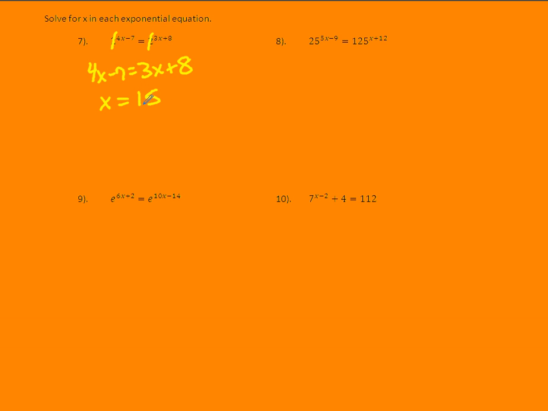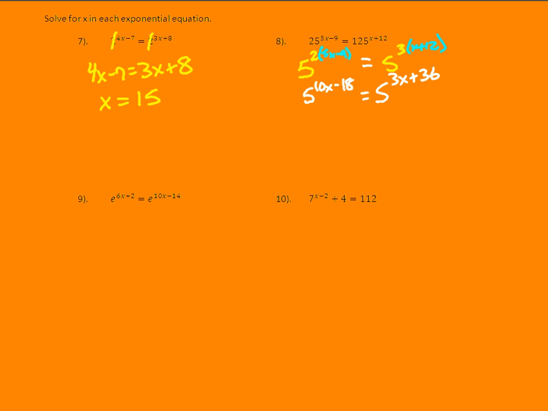For number 8, the bases are not the same, so I need to ask myself what's the number I can raise to get to 25, raise to a different power, get 125. The answer there is 5. So it's 5 squared gets you 25, and 5 cubed gets you 125. Okay? And then whatever my exponents were, so this was 5x minus 9, and this one was x plus 12, we're literally multiplying those exponents together. So I end up with 5 to the 10x minus 18 equals 5 to the 3x plus 36.